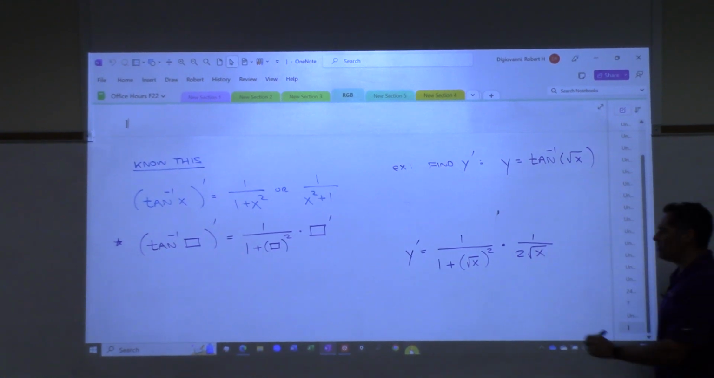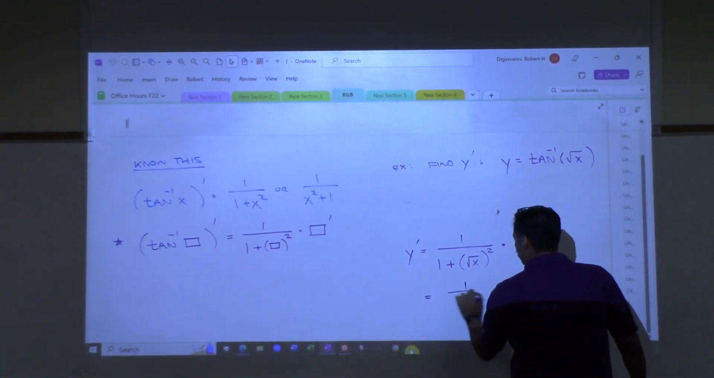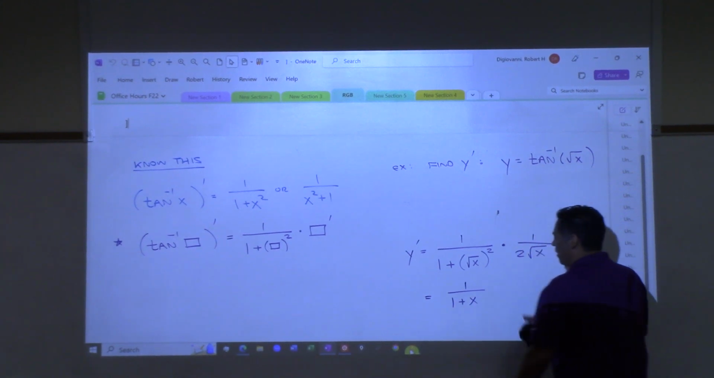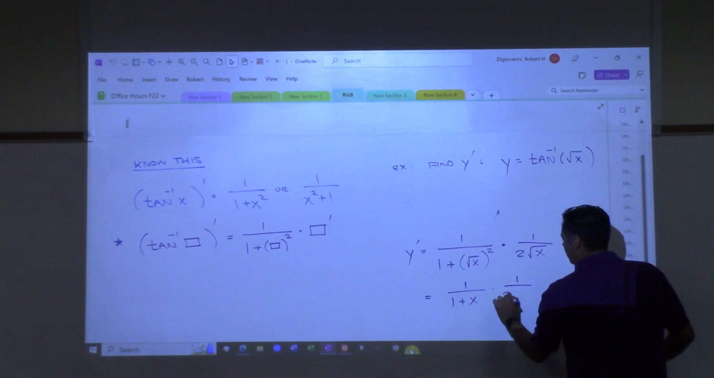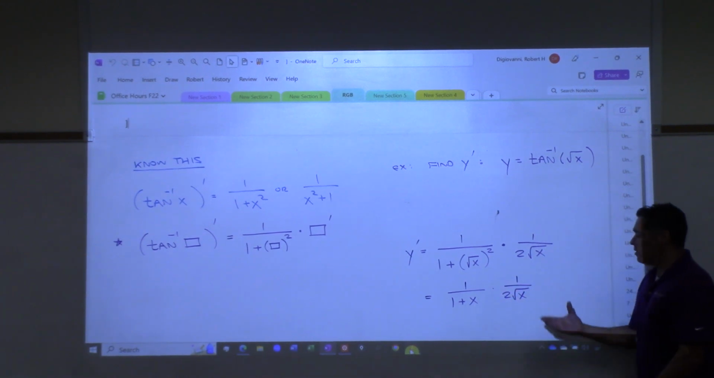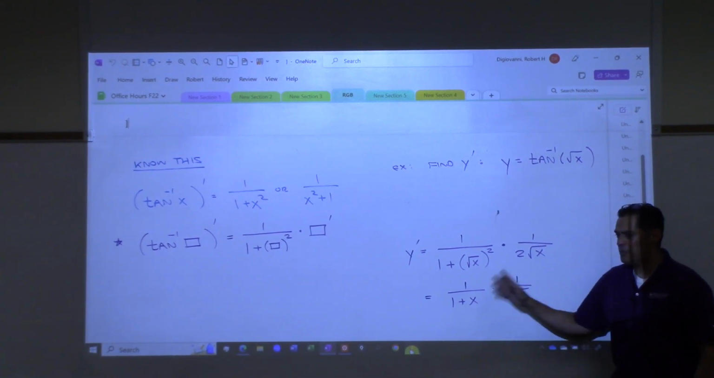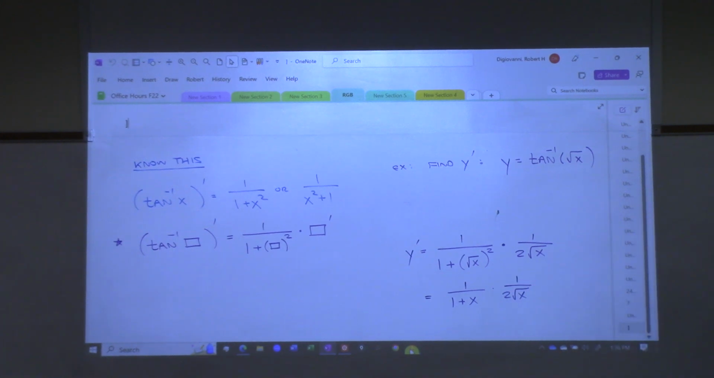Now, I can square that square root on the bottom, so let me just turn that into 1 over 1 plus x, because that's what happens when I square the square root. And then over here I have 1 over 2 root x. And you could go further. You could put these together by multiplying and distributing through, but I think I'll just leave it like that.